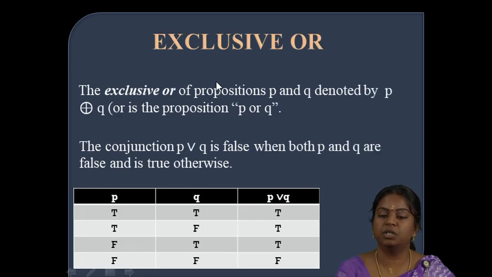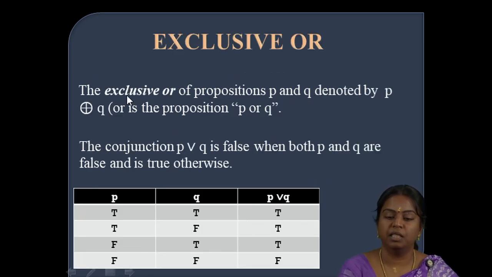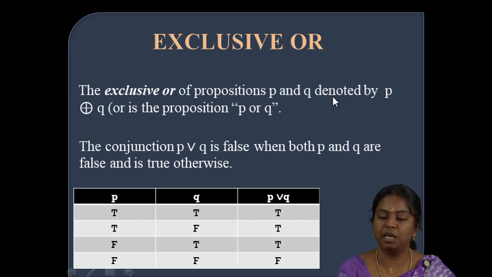Now let us learn what is exclusive OR. The exclusive OR of the propositions P and Q is denoted by P exclusive OR Q. The exclusive OR of P and Q is false.